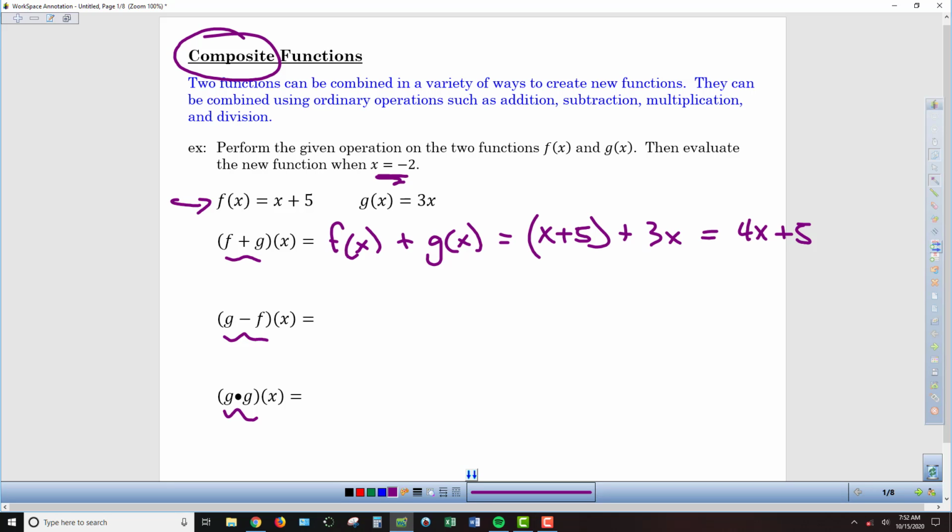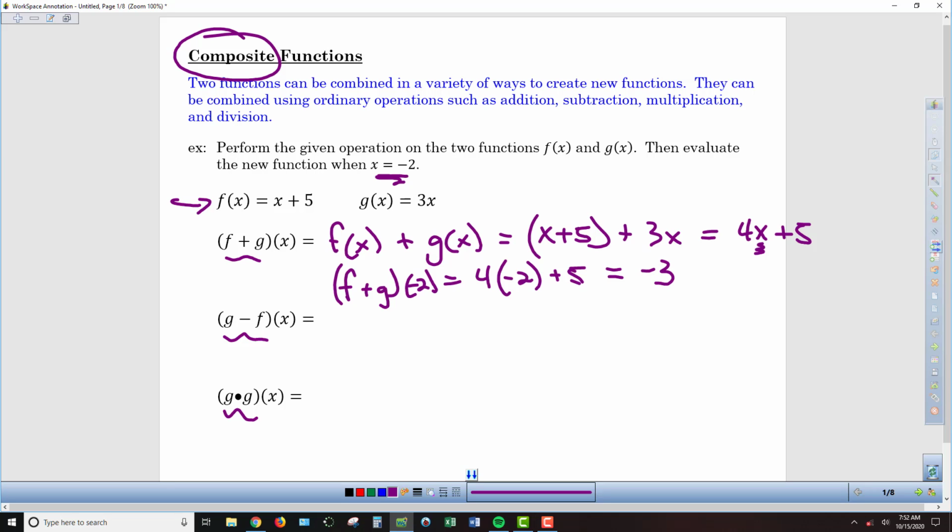And then if I wanted to evaluate that function at x equals negative 2, we just plug negative 2 in for x and then evaluate it. So 4 times negative 2 plus 5. So negative 8 plus 5, so we get an output of negative 3.